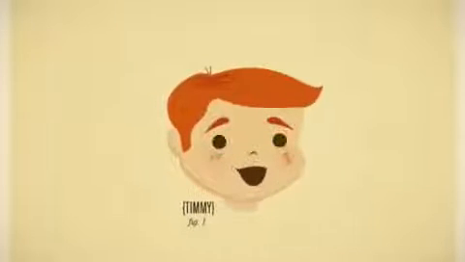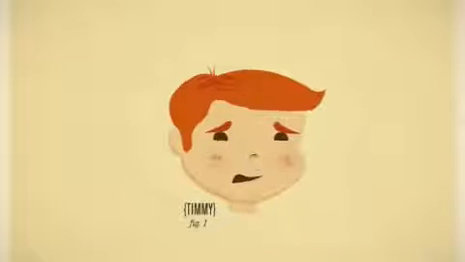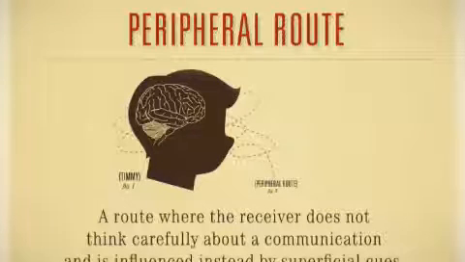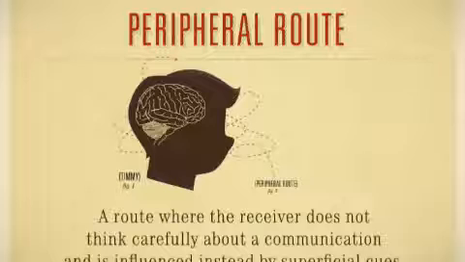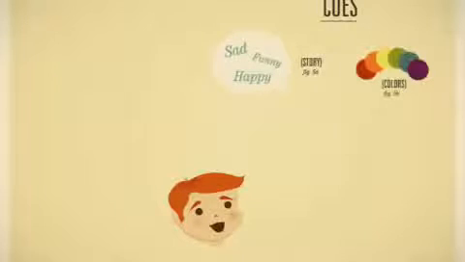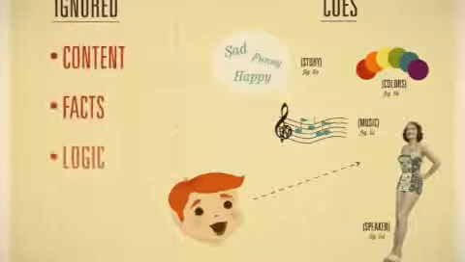Remember, Timmy, this is a dual process model. Dual means two, Timmy. Let's look at the alternative, the peripheral route. In this route, the receiver, that's still you, Timmy, does not think carefully about a communication and is influenced instead by superficial cues. Examples of these cues or gimmicks include an emotional story, bright colors, sappy music, or an attractive speaker. Low involvement is associated with the peripheral route because the message content becomes relatively unimportant and ignored.